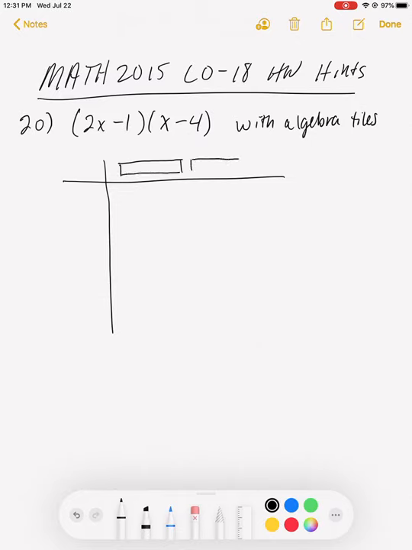We're going to have 2x bars here. They're positive, so I'm going to color them green, like they are in the actual algebra tile set. And subtract 1 is going to be in red, because it is a negative 1 little square. We're going to keep track of the positives and negatives with this one. So there's 2x minus 1 right here.